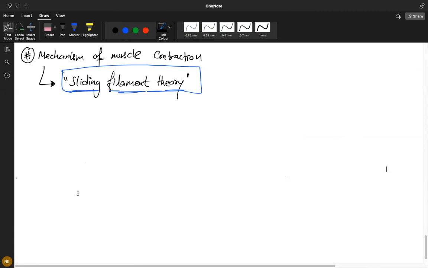Now you know what are thin filaments and what are thick filaments. Actin are thin filaments and myosin are thick filaments. Write down if you have not understood. According to this sliding filament theory, the thin filament slides over the thick filaments, and that's how the muscle contracts. So write down.